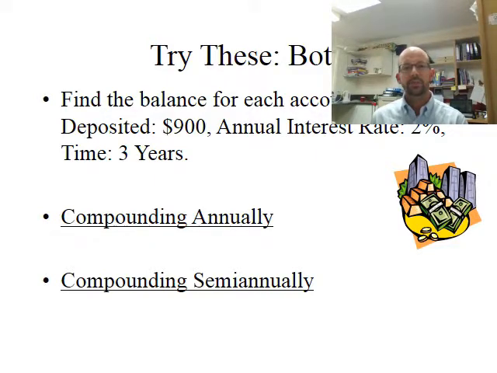So try these. Find the balance for each account. The amount deposited is $900. The annual interest rate is 2%. Note that's an annual interest rate. And the time is 3 years. Do it first when it's compounding annually, using the interest rate as is and the time period of 3 years, and then do it for compounding semi-annually. So pause this slideshow now while you work these out.